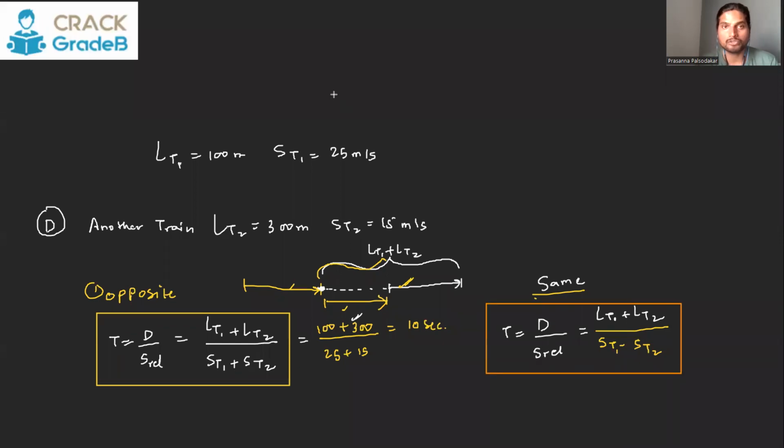So time taken to cross. If you use the same figures here, 100 plus 300 upon 25 minus 15. So 400 upon 10, the answer is going to be 40 seconds. So only these many situations. If you understand and remember these formulas, as I said earlier, you will never have to draw the diagram, never have to imagine the situation, you just have to use the formulas as they are. Of course, we'll have to do a little practice based on this. So let's do some practice.